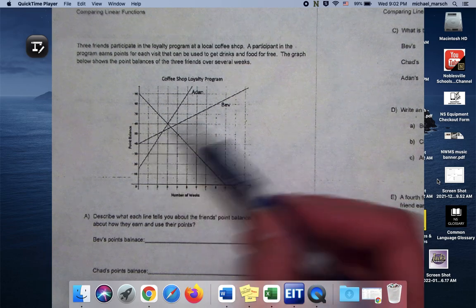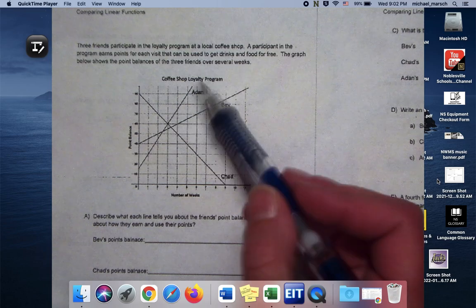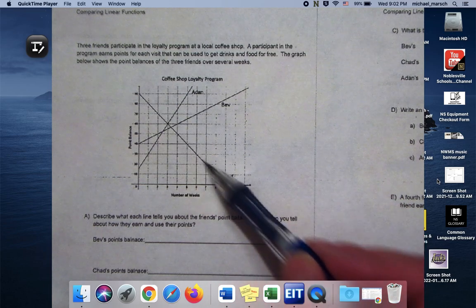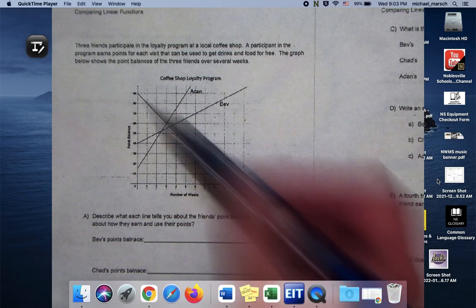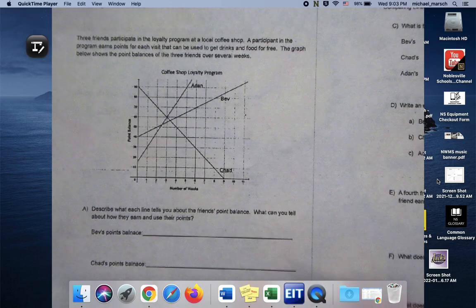So we can see them either earning points or spending points. That's what this tells us about Chad. He's just spending his free points. Describe what each line tells you about the friend's point balance. What can you tell about how they earn and use their points?